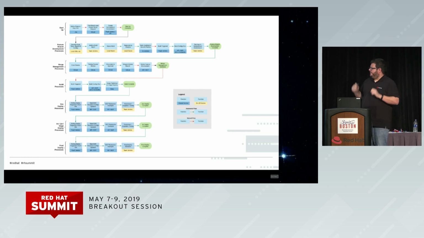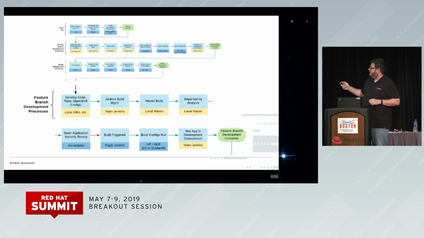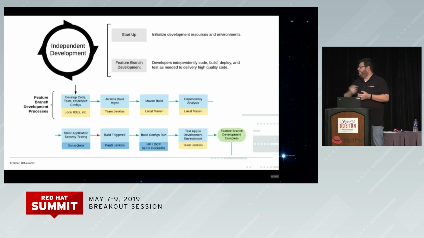This is a little bit finer grained view into it, and we're going to go through this row by row. I realize that's unreadable, but this is the big process. We start off with independent development, and we allow developers to start working on their code, but also their tests and their OpenShift configs. From that, we use Jenkins to allow developers to build test instances using the same tools that we use to build for prod, but this is just for them.